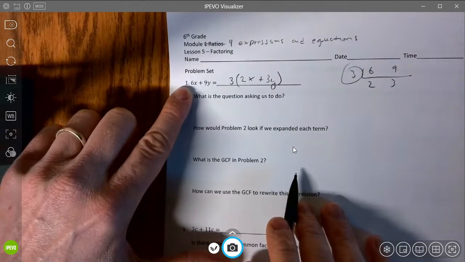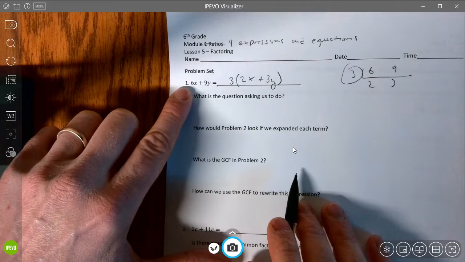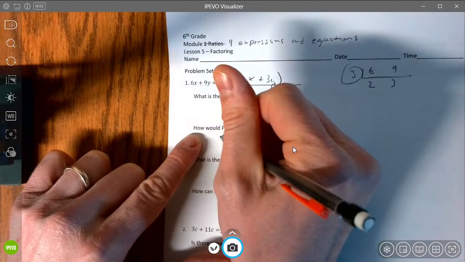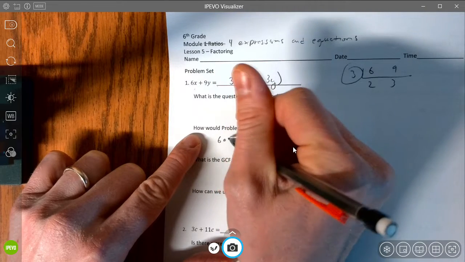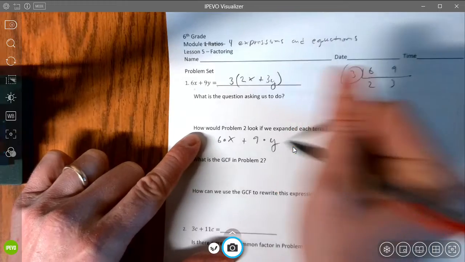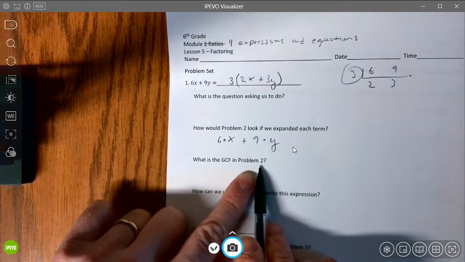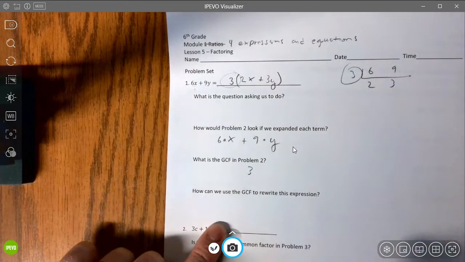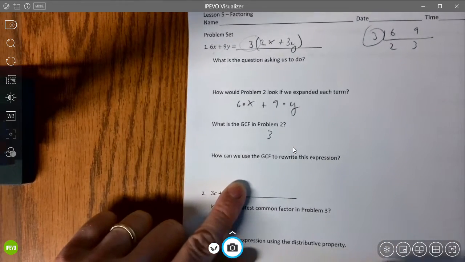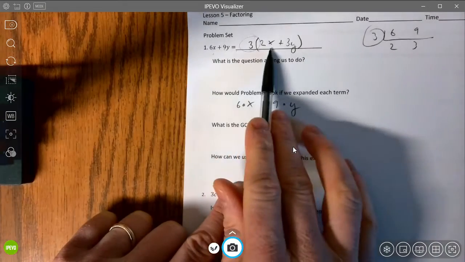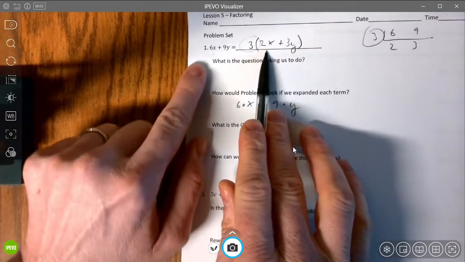How would this problem up here look if we put it in expanded form? Well, that'd be 6 times x plus 9 times y. Well, the GCF in problem 2, we already decided. That's 3. And how can we use the GCF to rewrite the expression? Exactly like what we did up here. I'm going to show you again.